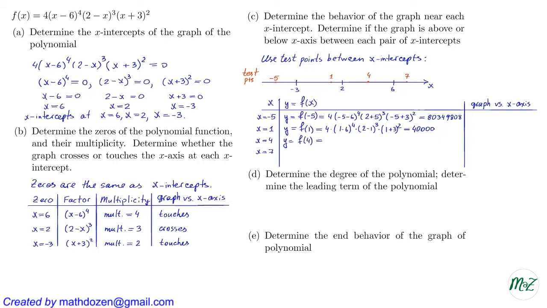Likewise, f of 4 gives us this long expression, which calculates to -25,088. And then f of 7 calculates to this long expression, and that's -50,000.